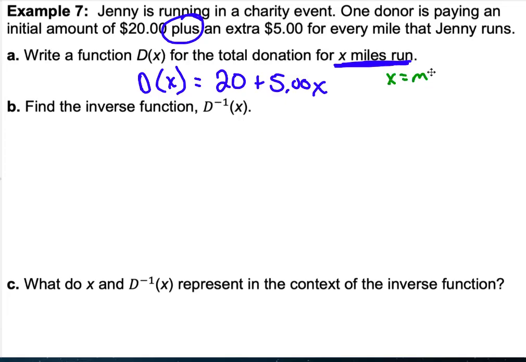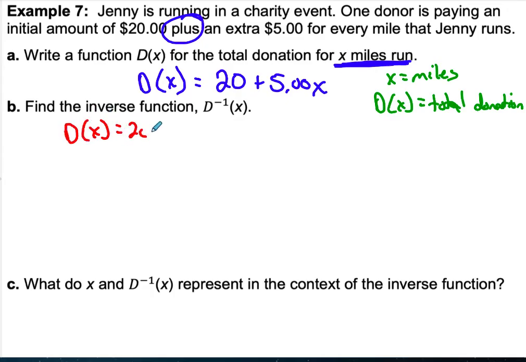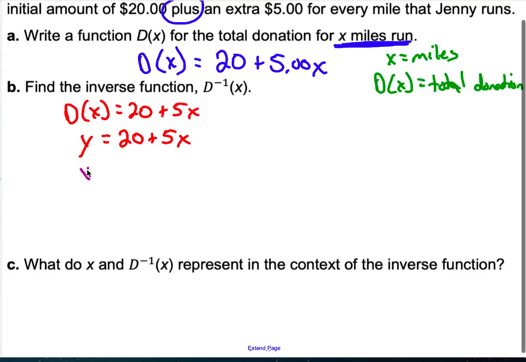So x is my number of miles. D of x is the total donation. That's the original function. Now we're going to write the inverse. Well, if D of x is equal to 20 plus 5x, D of x is really y. So that's 20 plus 5x is equal to y. Now I'm going to flip my x and my y. So x is equal to 20 plus 5y. And we solve in terms of y.